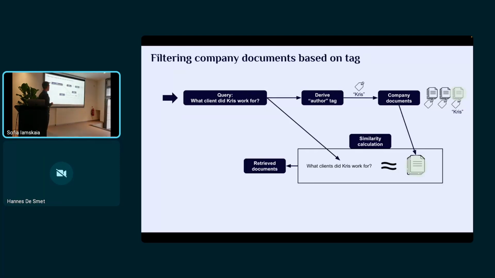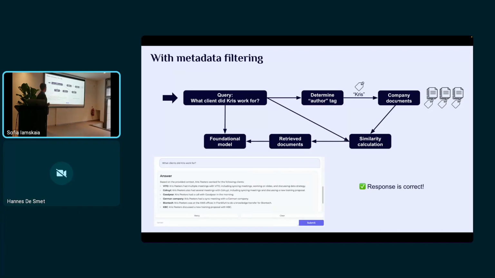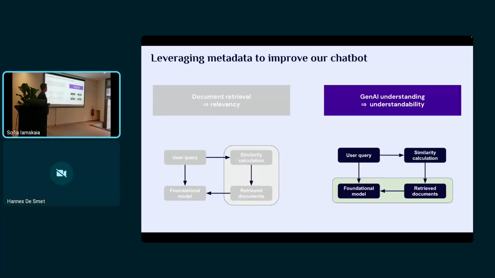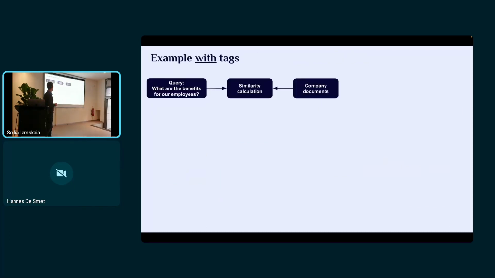And then we can simply do a similarity calculation between the query and the company documents, or our check-in messages, with the same metadata tag. If we do this, then we retrieve much more relevant check-in messages. We send them to the foundational model, and we get a much better answer. Then a second part, so this was about retrieving more relevant information. Second part, making this retrieved information more understandable by the foundational model.